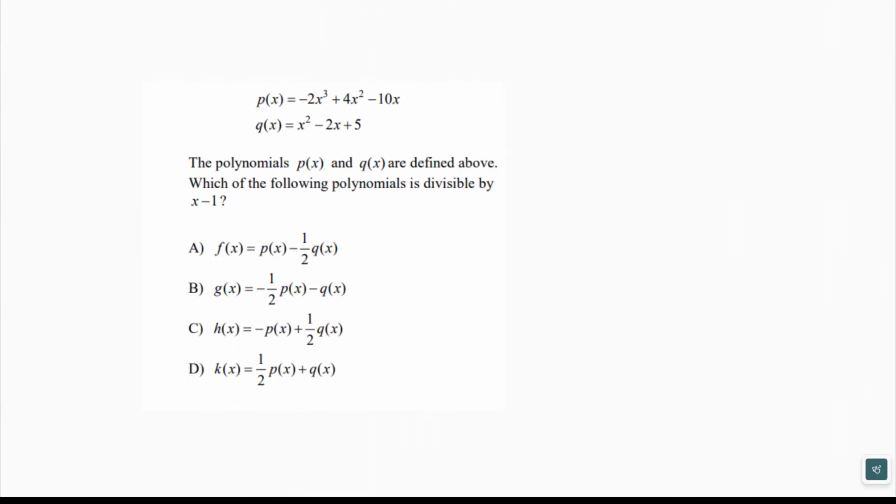All right, so let's jump into this problem. The polynomials p of x and q of x are defined above. Which of the following polynomials is divisible by x minus 1? All right, so let's look at these carefully.